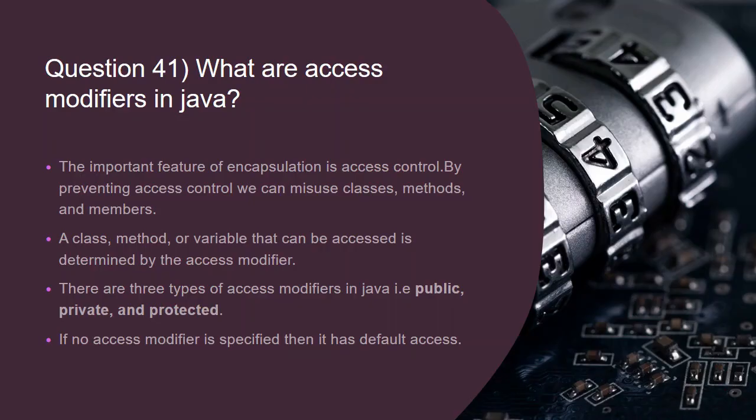Question 41. What are access modifiers in Java? The important feature of encapsulation is access control. By preventing access control, we can misuse classes, methods, and members. A class, method, or variable that can be accessed is determined by the access modifier. There are three types of access modifiers in Java: public, private, and protected. If no access modifier is specified, then it has default access.